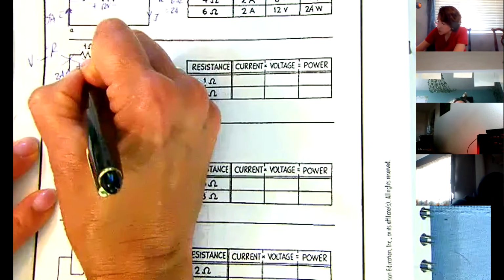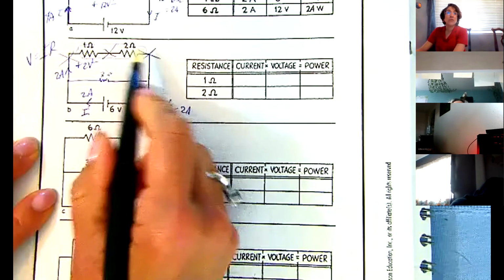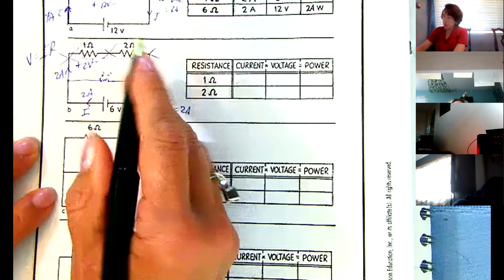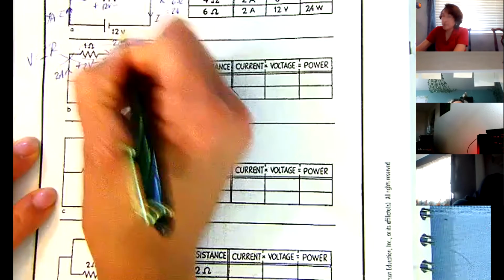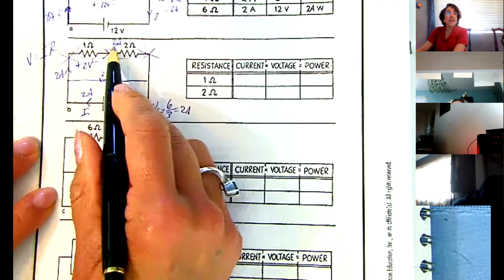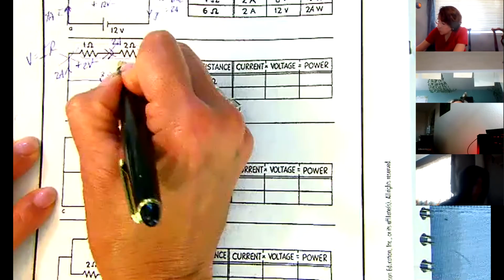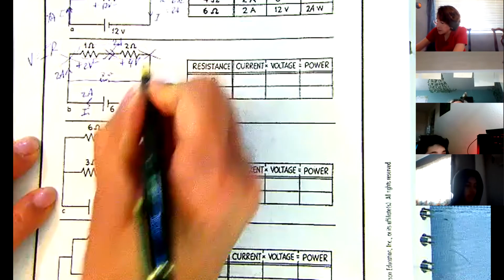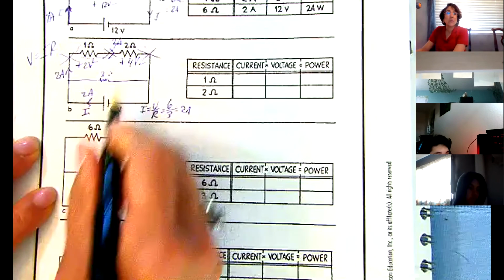So I got 2 volts here. What about here? What's the voltage across here? Remember, I got 2 amps going in here. So 4. Yeah, so I got 4 volts, which makes sense because 2 volts plus 4 volts has to equal 6 volts.